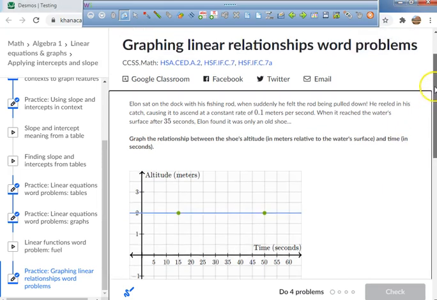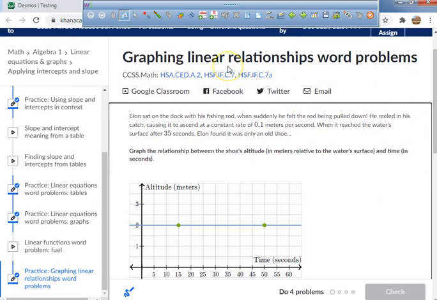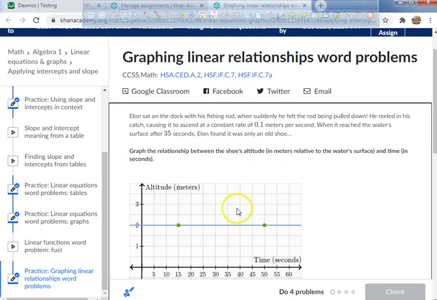Okay, in this particular video, we're going to be graphing some linear relationships and word problems. And so Khan Academy has given us this really cool widget tool. We're going to make our graph using these green dots, but we got to make sure the green dots are in the correct spot on the graph. Otherwise, we will get it wrong.